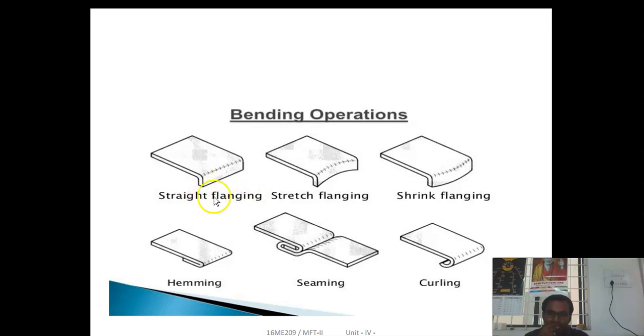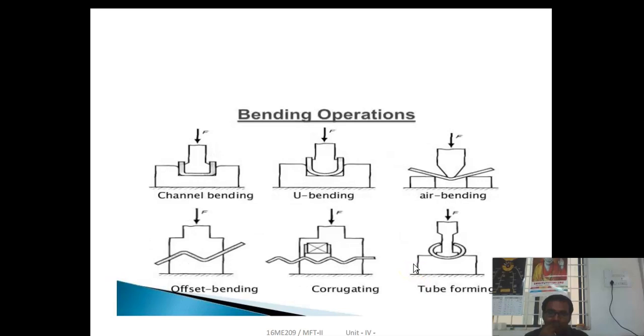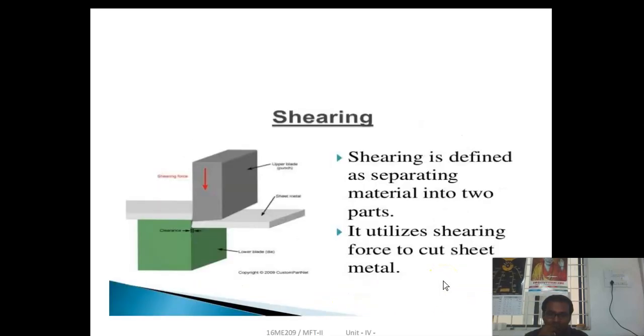This is straight flanging, the first image. The second one is stretch flanging, then shrink flanging, hemming, seaming, curling, etc. This is channel bending. We can also produce a U shape with the help of U bending. This is air bending. Air bending means that below the workpiece material there is a small gap through which air flows. Next, offset bending, curve rating, and tube forming.